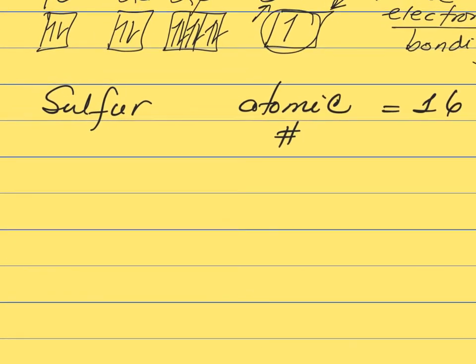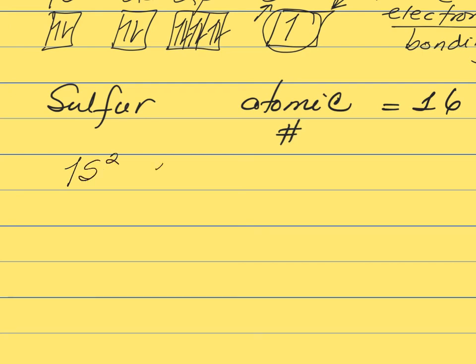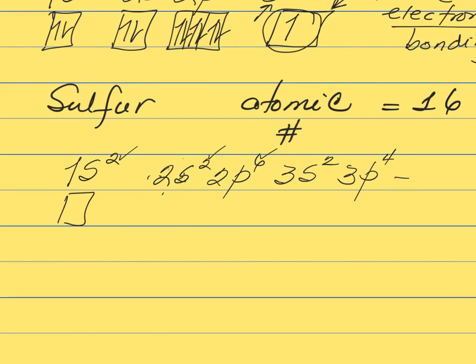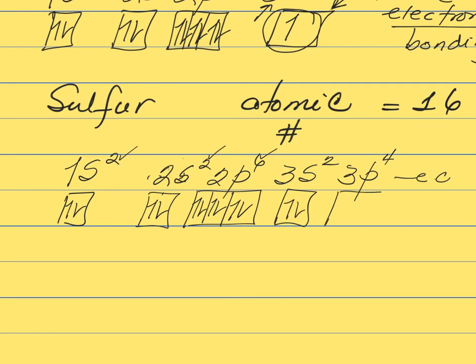Okay, continue over here, 16. 1s2, 2s2, 2p6, 10. 3s2, 2, 2, 10, 12, 3p4. 2, 2, 4, 10, plus 6, 16. This is my electron configuration. 1 and 2, 1 and 2, my 3 orbitals with my 6 electrons in here, my s orbital with my 2 electrons, and pay attention to this now. 4 electrons: 1, 2, 3, 4.